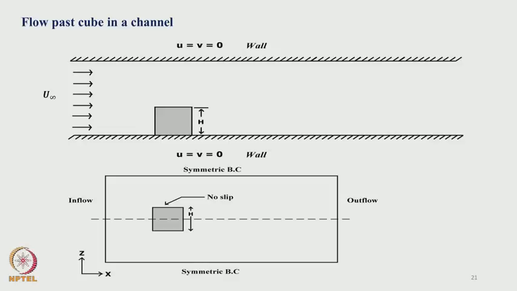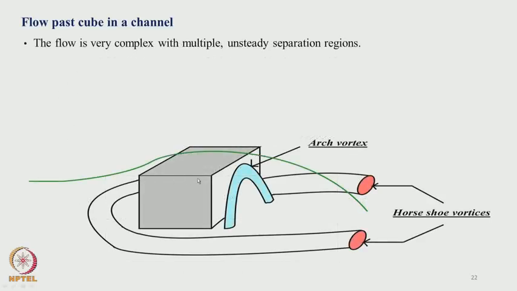The next problem is flow past a cube mounted in a channel, and you see two views of the same problem. Here is a channel, so the upper is a wall and the lower is a wall, and there is a cube fixed to the bottom wall. If you see from the top, it is mounted at the center in the z direction, and u infinity is the incoming velocity. Here it is shown as a uniform velocity, but it can also be a parabolic velocity profile. Now, why is it so complex? The geometry is very simple.